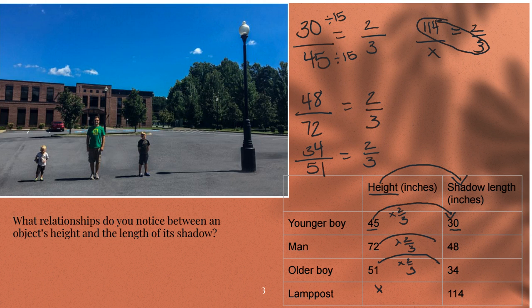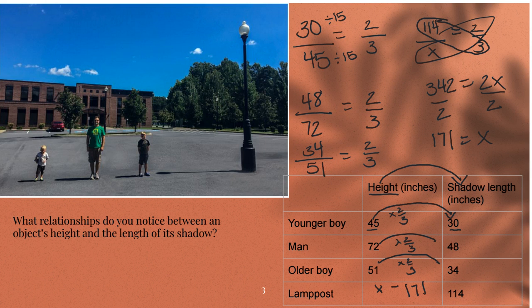So if I do 114 times 3 equals 342, and then 2 times x would give me 2x. And now to solve this, I would divide both sides by 2. And if I do 342 divided by 2, that equals 171. So x would equal 171. Okay, that would be my height, the height of the lamppost.